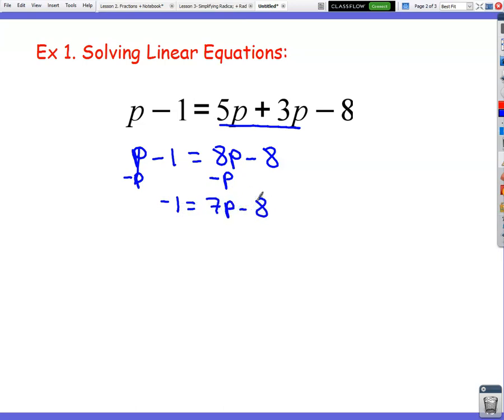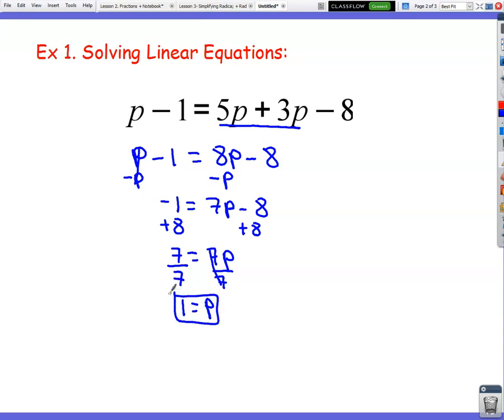And then I'm going to subtract my constant here and bring it over on this side. And we have -1 plus 8, which is 7. And then the last thing you want to do is divide to get rid of the multiplication, and your answer is 1. So notice we are undoing everything.